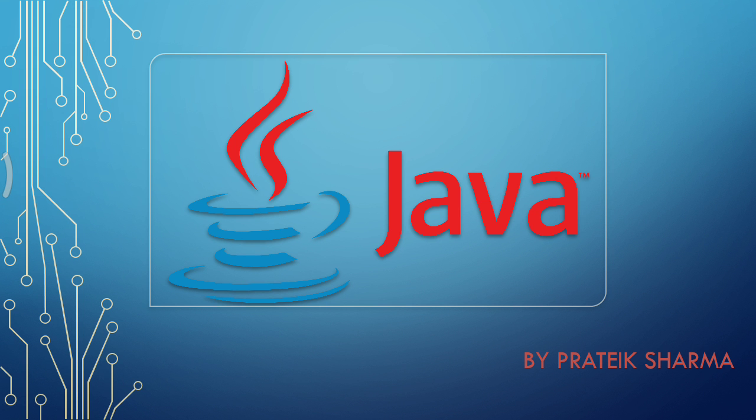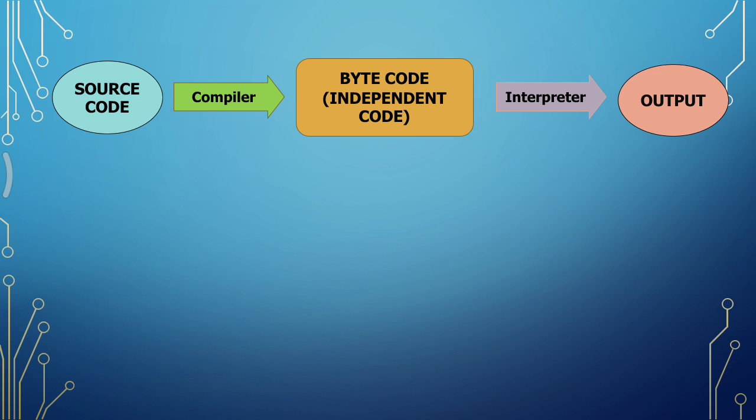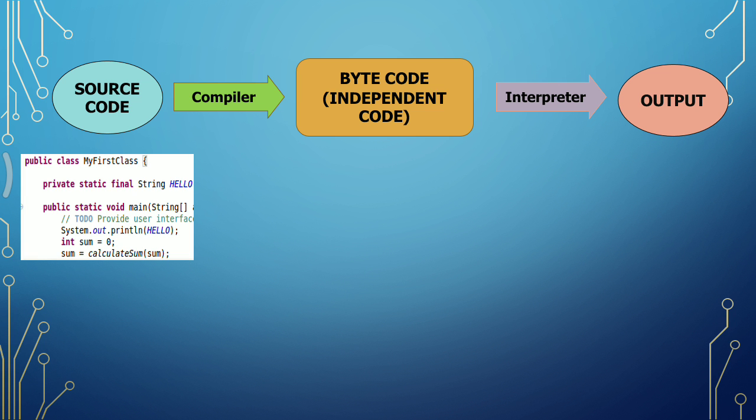So this is the next session of our programming language, that is Java. In this session we'll deal with how the Java program gets executed, or what the execution process is in our Java program. First of all, we write our source code, which is written in the form of English. After that, the source code is compiled.